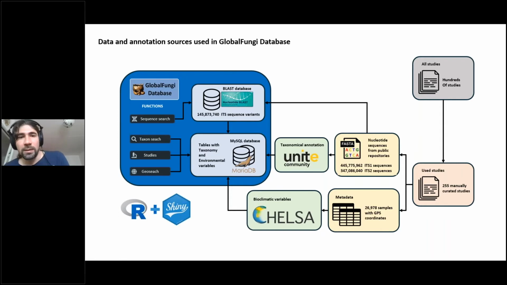And with the nucleotide sequences, we generated the representative variants. Now there are about 145 million ITS sequence variants in our database, and you can use BLAST for searching between them. So you can also search for your favorite taxa just with the molecular sequence.